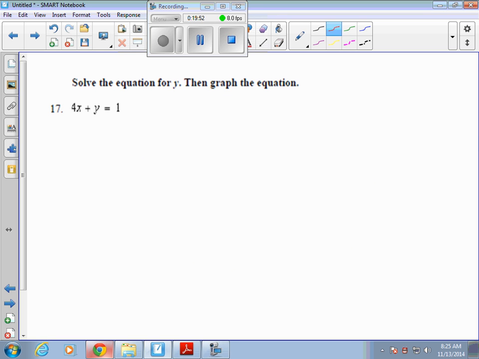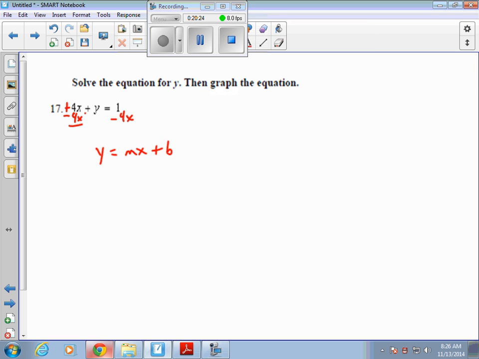Number 17 says solve for y, then graph the equation. So make it say y equals, in this case, y equals mx plus b. We only need to do one step to do that. We only need to move this part right here that's not y over to the other side. It's adding 4x. So remember, when it's adding something, look at the sign in front of the 4x. It's not shown, so you know it's positive 4x. Undo that by subtracting 4x. If you subtract it on the left, subtract 4x on the right.